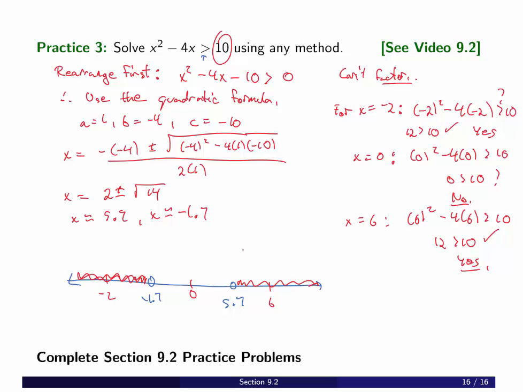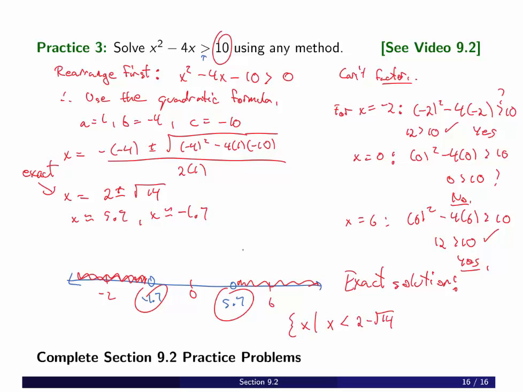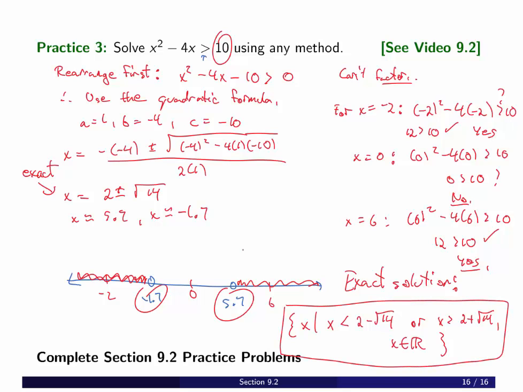But this time I want to have an exact solution. So please don't use these approximations. Go back to the exact roots, which will look something like this. x such that x is less than 2 minus square root 14, or x is greater than 2 plus square root 14, where x is an element of the reals. Okay? And that would be your solution. Try to fit it in one line. I ran out of space.